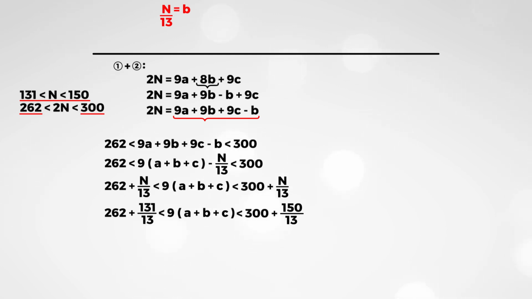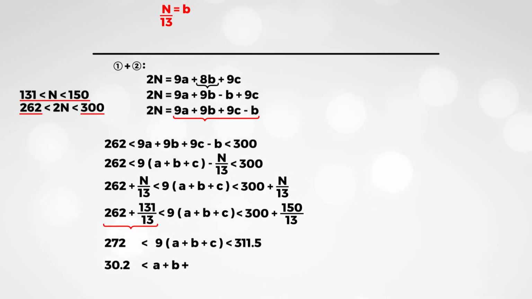So then you do the math here, and this comes out to about 272, and this comes out to about 311.5. And then this is still 9 times (a plus b plus c). Now divide by 9, and you'll get 30.2 for the lower limit of a plus b plus c, and this one will be 34.6. So a plus b plus c is between these numbers. It's between 30.2 and 34.6.